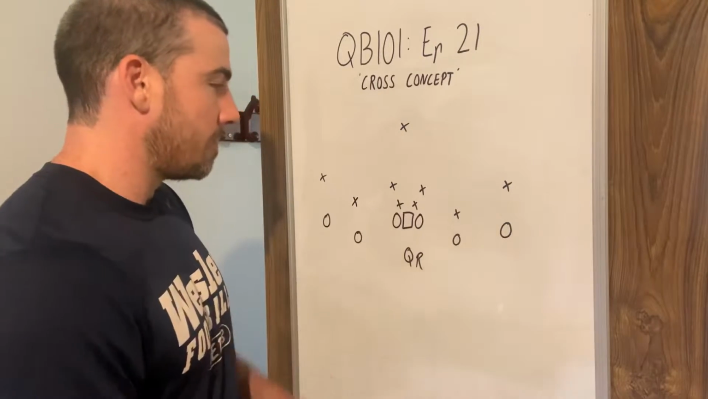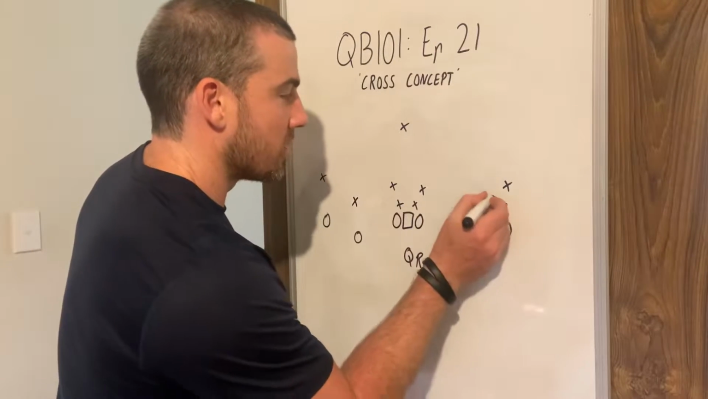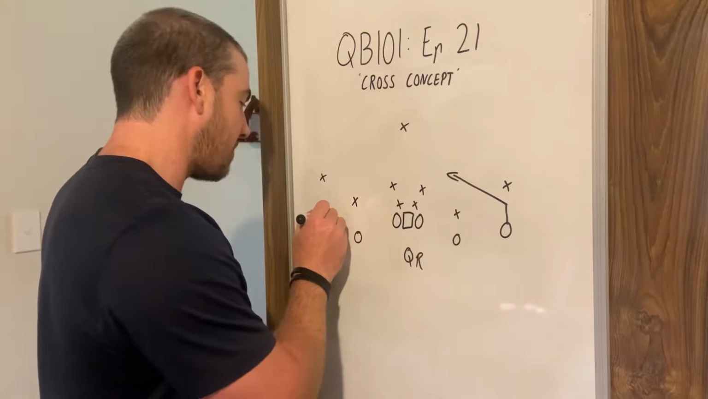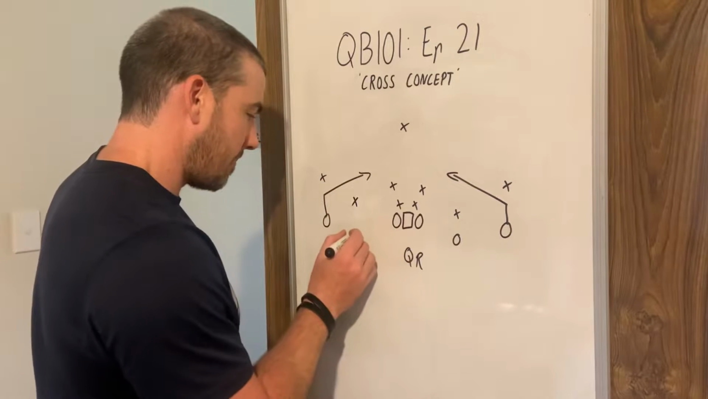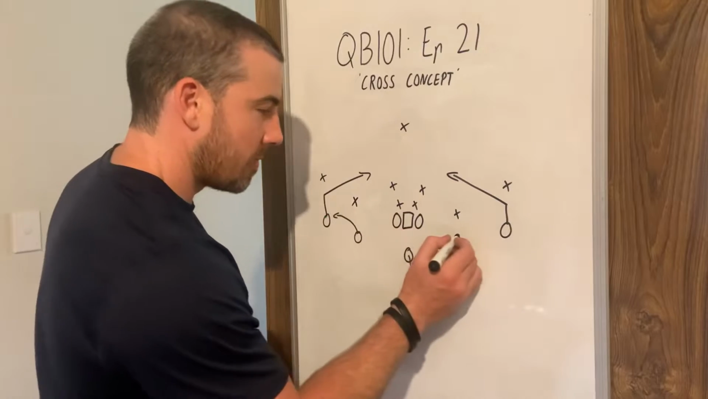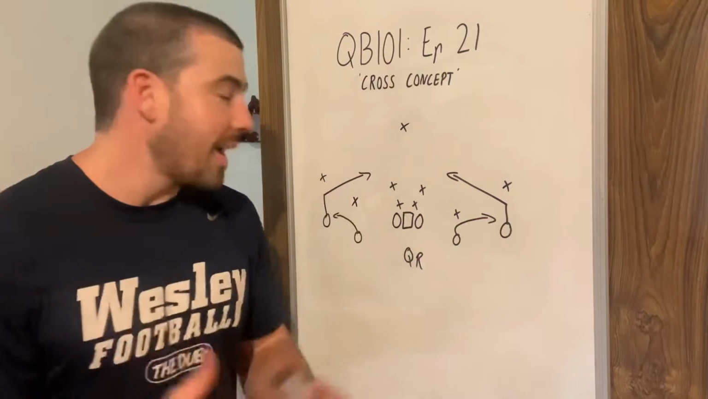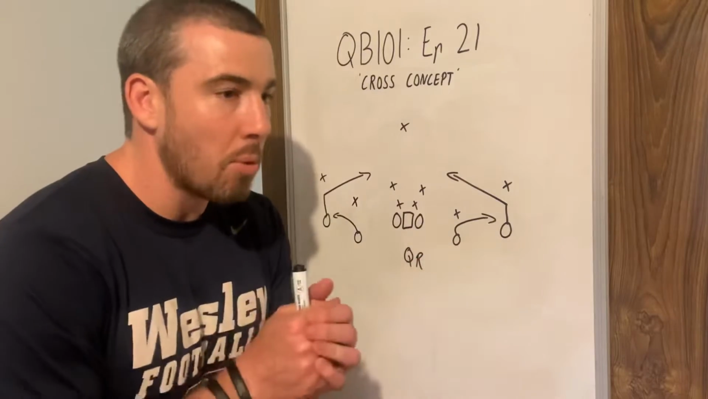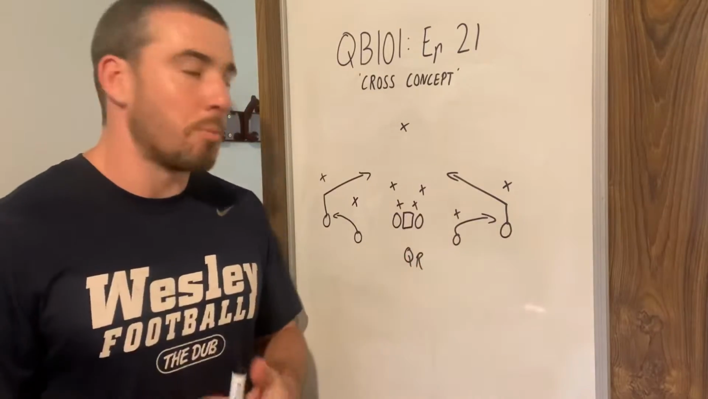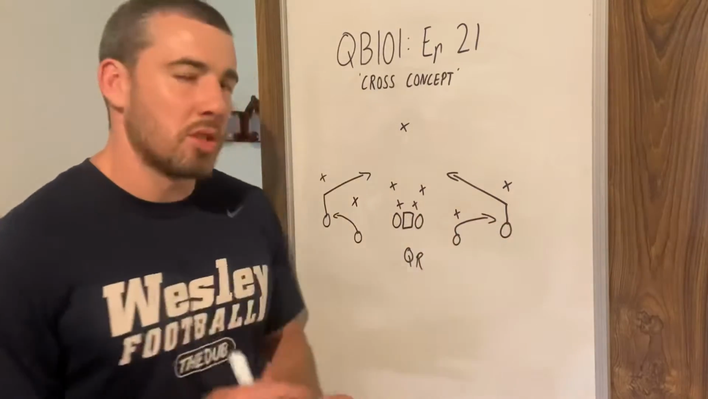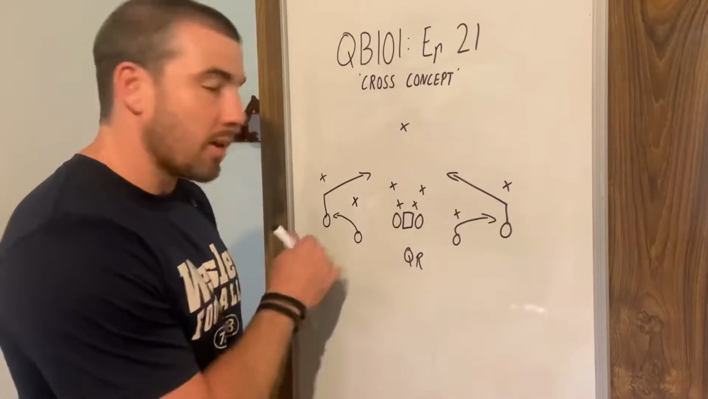So what we got here, when we run our cross concept, it is a 3-step slant from the outside with a speed out from the slot. All right, so the player that we are reading, once we snap the ball, we need to pick a side. So pre-snap, we're going to kind of decide on which side we want to go. Let's say we decided on the left.